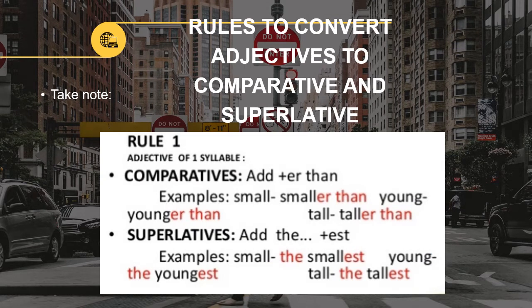Rules to convert adjectives to comparatives and superlatives. I already explained them. In comparatives, add er and the word than. Examples: small, smaller than; young, younger than; tall, taller than. Superlatives: add est. Examples: small, the smallest; young, the youngest; tall, the tallest.